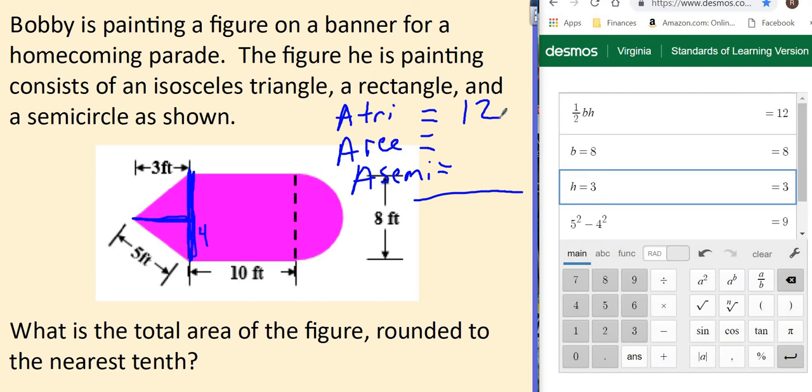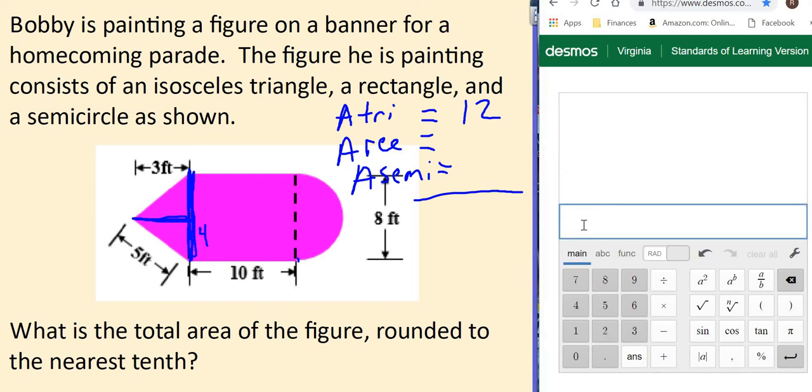Now, the area of a rectangle is going to be a lot easier. We've got length times width. So I'm going to go ahead and erase all this. My length times the width. And to tell you what that is, the length is 10. You can see it right there. And the width of that rectangle is 8, which you can see 8 to the right. So that's going to be 80.